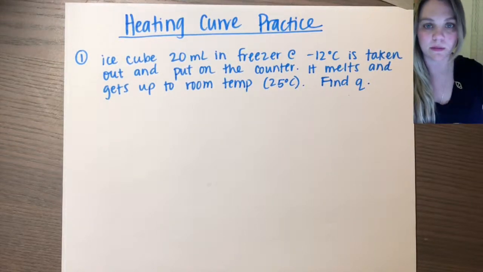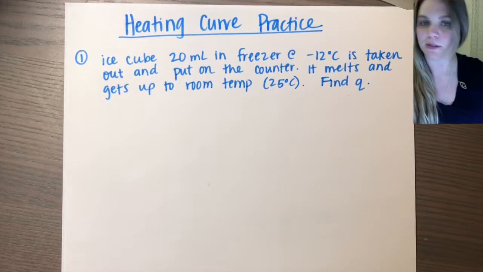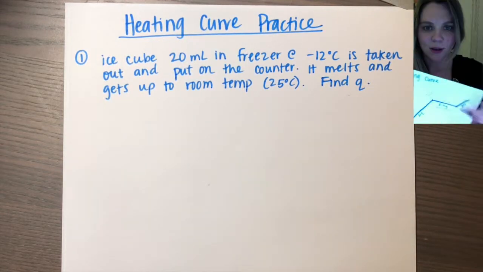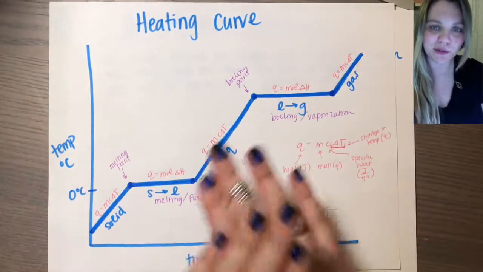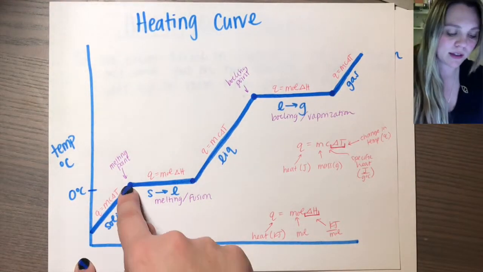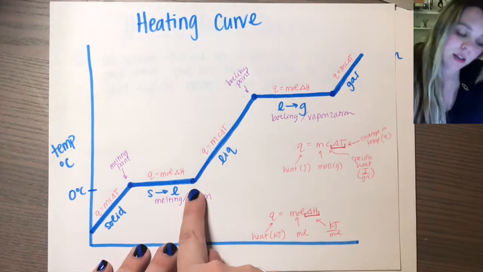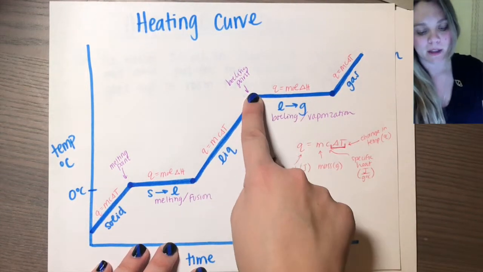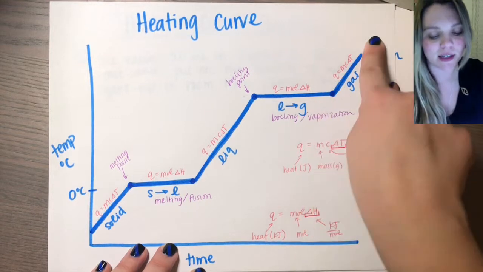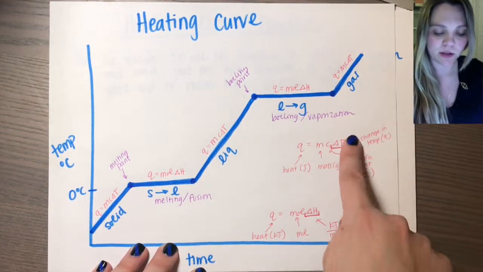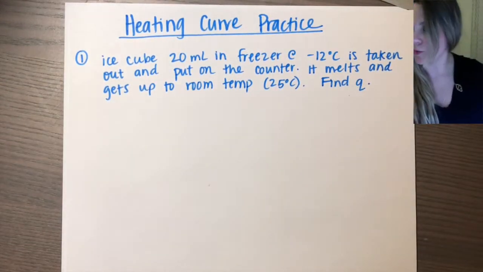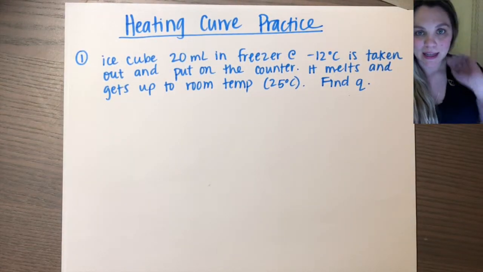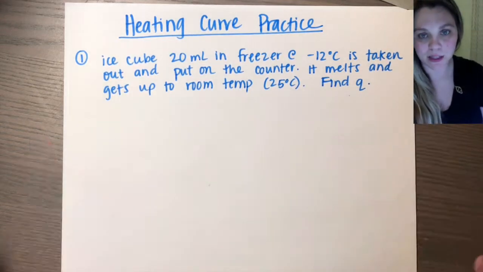So we're going to go through some heating curve practice problems now. All right, we should have hopefully understood what a heating curve is. This beautiful situation, right? Going from a solid, melting that solid to a liquid, heating that liquid up, then vaporizing that liquid to a gas and heating that gas up, right? And we know our two main equations to use during a heating curve. If we understand that, we should be able to solve any kind of question that deals with heating curves.